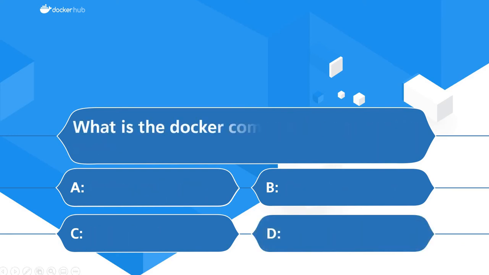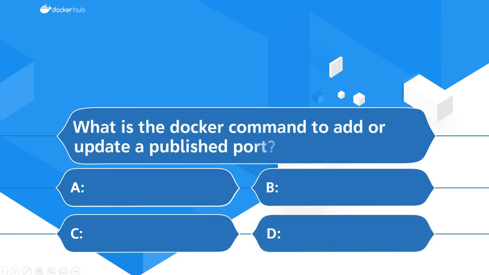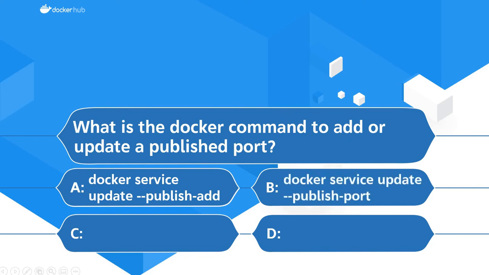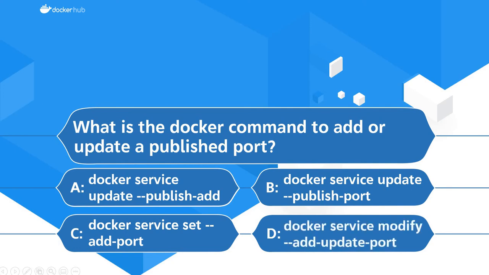What is the Docker command to add or update a published port? A. Docker service update --publish-add. B. Docker service update --publish-port. C. Docker service set -add-port. D. Docker service modify -add-update-port. Your time starts now.